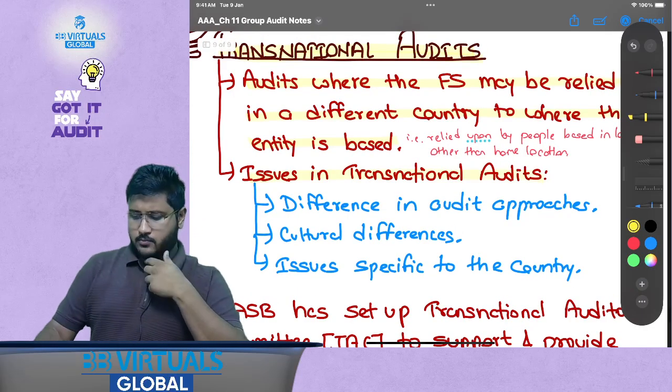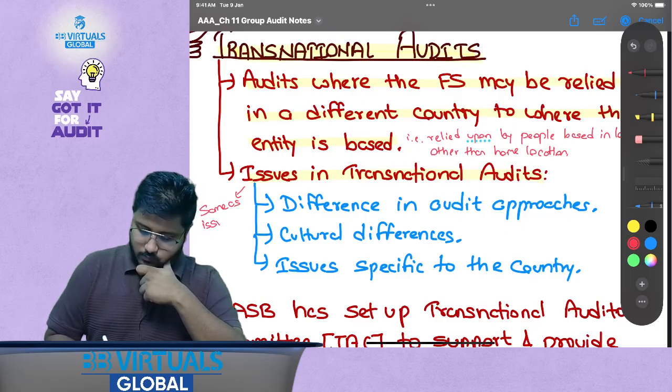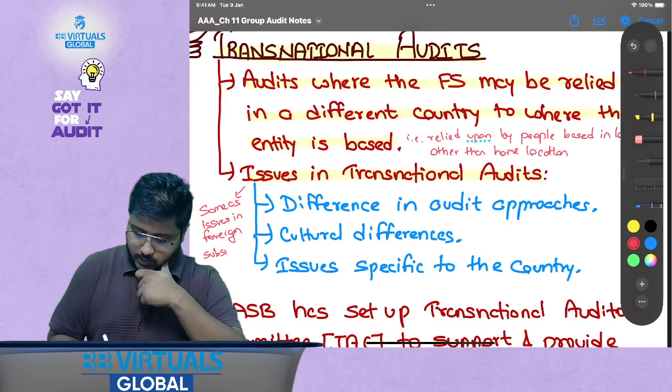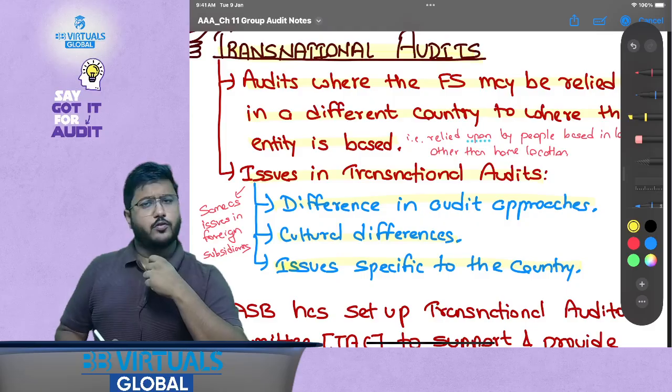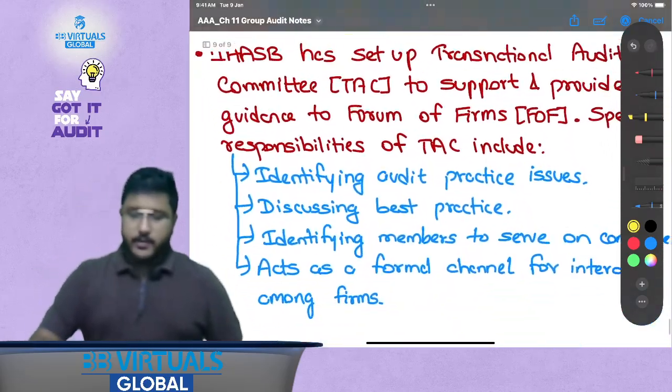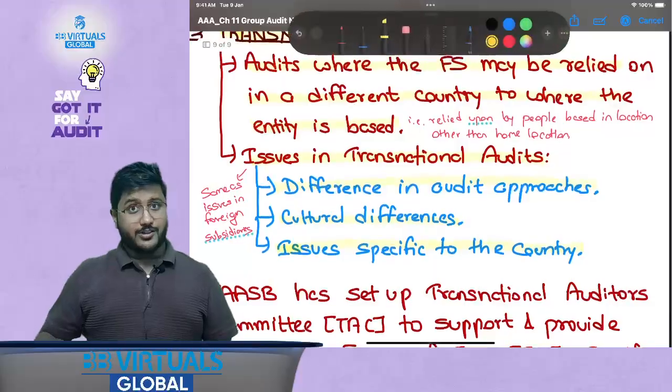Issues in transnational audits are the same as, not even similar, same as issues in foreign subsidiaries. Okay. So difference in audit approaches, like we discussed, cultural differences, issues specific to the country, that is common here. Now last thing for the whole chapter. See how important this must be, right?